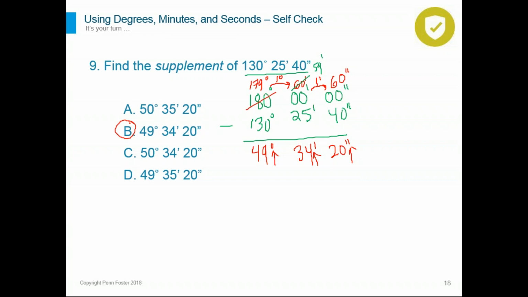Any questions? Anything that was not clear on the calculations that we did with the subtraction?